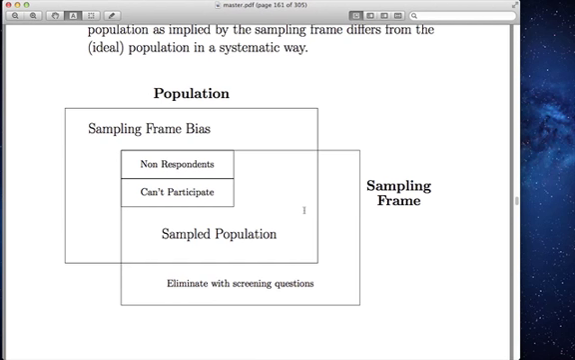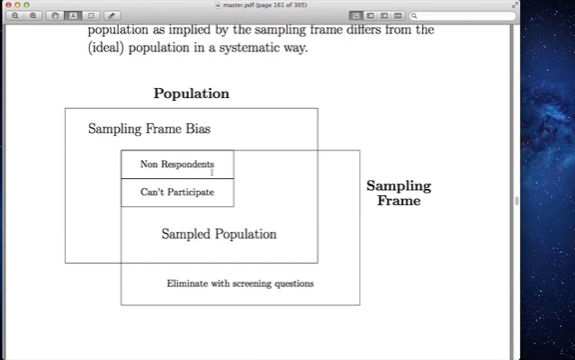The sampling frame bias is out here. These are people who are just not on our list. If they are systematically different from the people in the list, then that's what we mean by a sampling frame bias. Our statistic is going to be biased. So the sampled population is this region in the box.